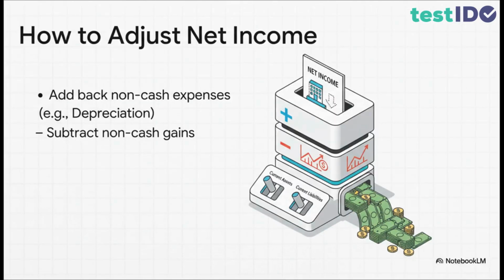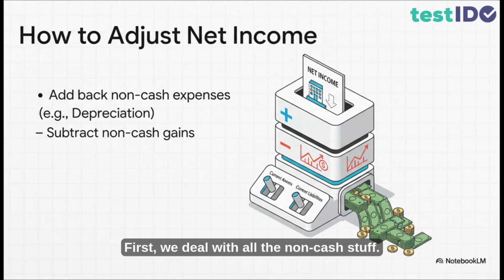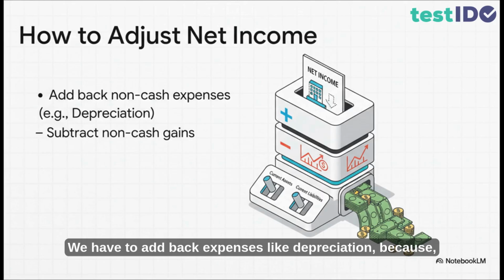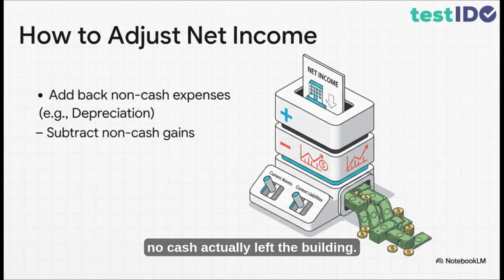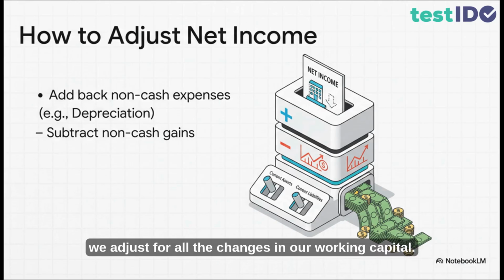So, how do we do these adjustments? It's really a two-step process. First, we deal with all the non-cash stuff. We have to add back expenses like depreciation, because, think about it, even though it lowered our net income, no cash actually left the building. We do the opposite for any non-cash gains. Then, second, we adjust for all the changes in our working capital. So, our current assets and current liabilities.